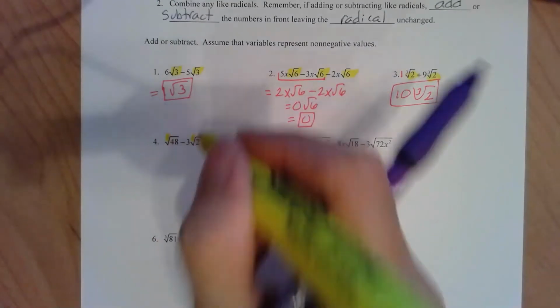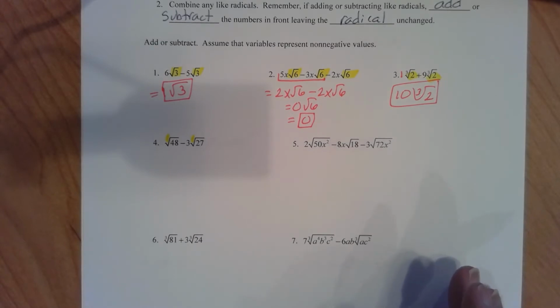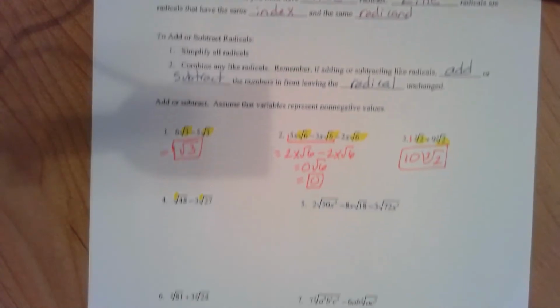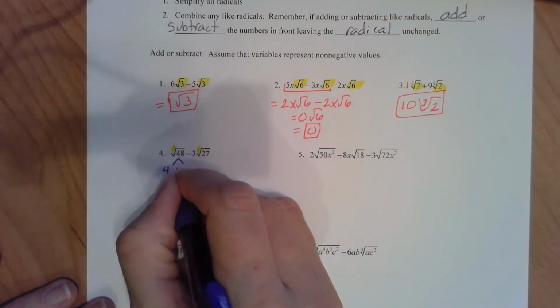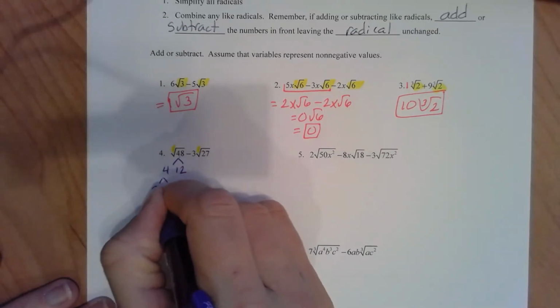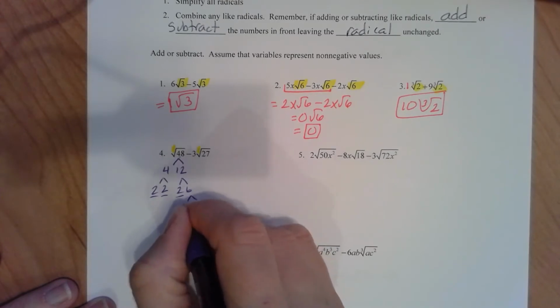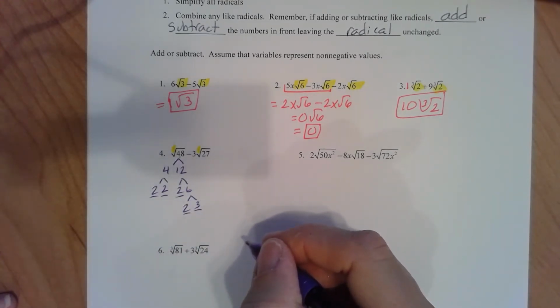As you can see, we do have the same index, and that's good, but we cannot add or subtract unless we have like radicals, which means same index and same radicand. So what do we need to do? Well, what do the directions say? Simplify all radicals. So what can we take out of the 48? Starting with the factor tree, that could be 4 times 12. 4 is 2 times 2, and those are prime. 12 is 2 times 6, 2 is prime. 6 is 2 times 3, and we finally get to the prime factorization of 48.